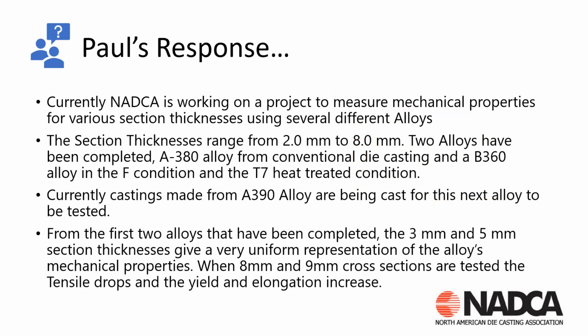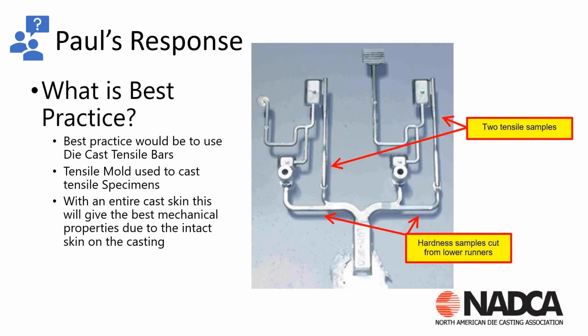Of the first two alloys that have been completed, we took samples of 2 millimeters, 3 millimeters, 5 millimeters, and 8 to 9 millimeter cross sections. When we got to that 8 to 9 millimeter cross section, we definitely saw a difference in mechanical properties. So let's start from the beginning of the question. What's best practice? Well, best practice would be to use some sort of die cast tensile bar.